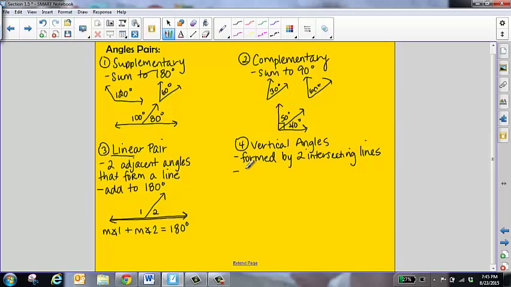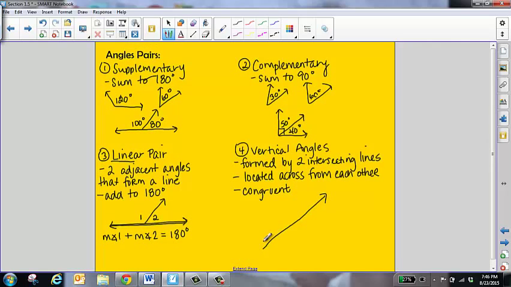They are located across from each other, and then most importantly, they are congruent to each other, which remember means that they're going to have the same angle measure. So the first thing we need to do in order to sketch a pair of vertical angles is draw two intersecting lines. Hopefully yours is a little bit straighter than mine was. So there's our two intersecting lines.